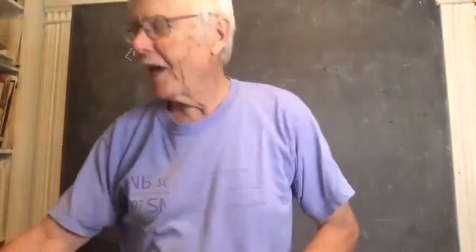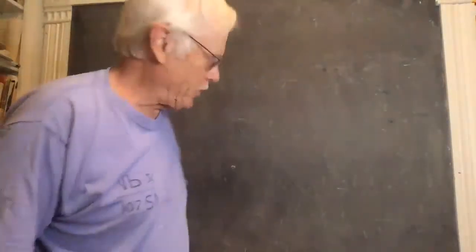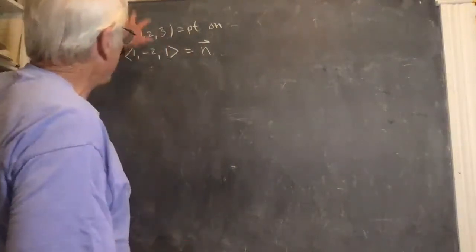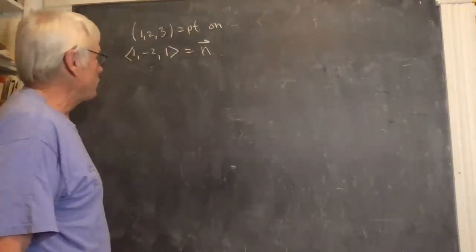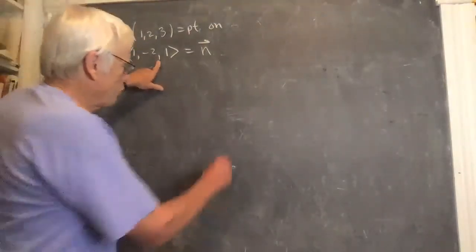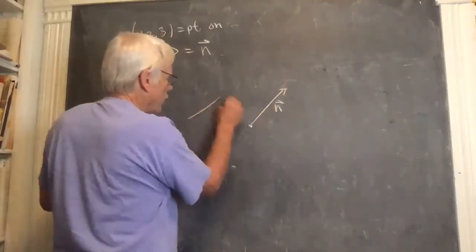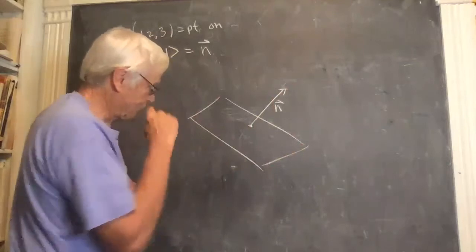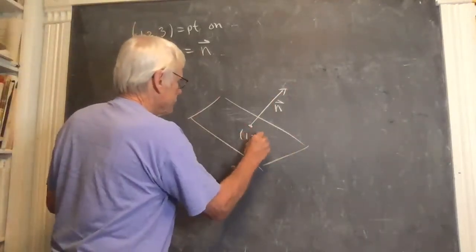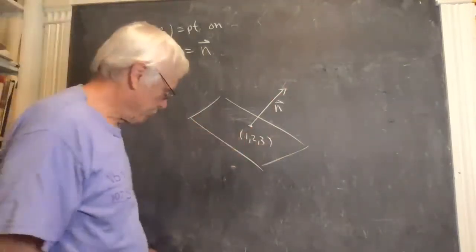Okay. Thanks, Snow. So this is problem 4. Let's take a look at problem 4. Here we've got a point on the plane in 3 space, and we've got a normal vector to that plane. So just a point and a normal vector. And then we want to find the plane that contains that point and is perpendicular to that normal vector.